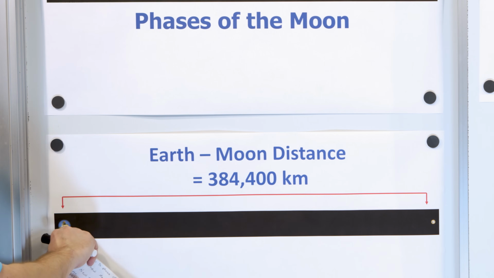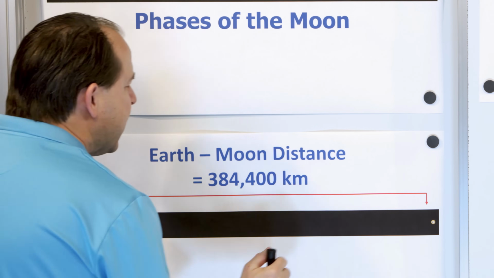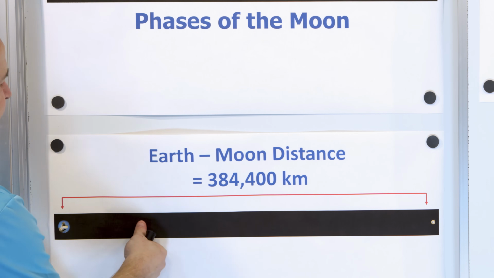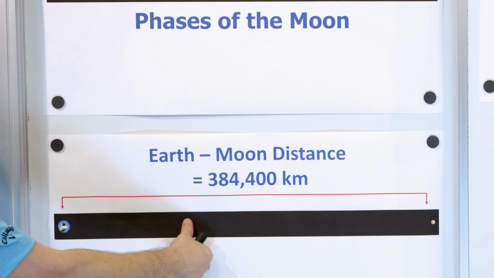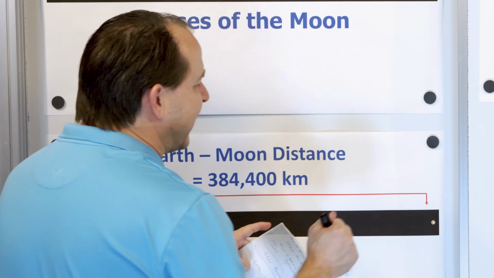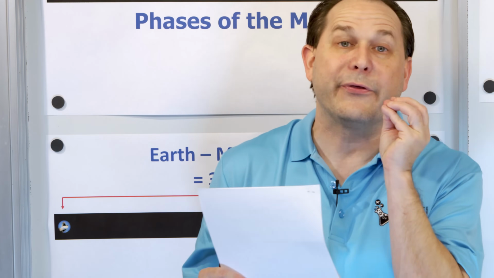But notice how far away this is compared to the sizes. What I want you to remember is that something like 30 different Earth diameters fit between the Earth and the moon. In other words, this, about the width of my thumb, is about one Earth on this scale. This is 2, 3, 4, 5, 6, 7, 8, 9, 10. So that's about 10 Earth diameters. Then this would be another 10 Earth diameters, and this would be another 10. That's about 30 Earth diameters between the Earth and the moon.